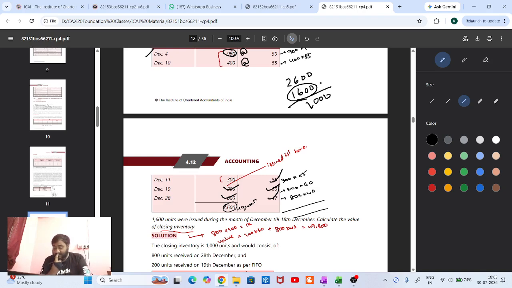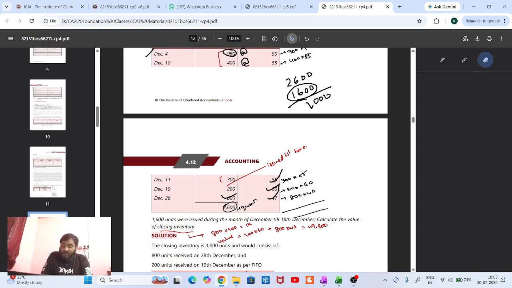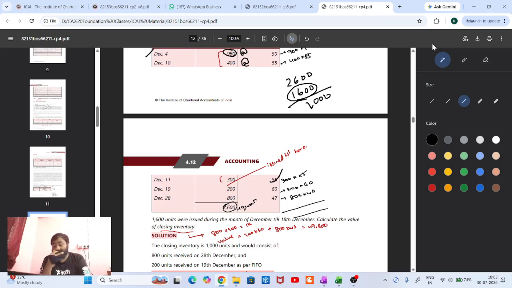Since it is FIFO, first in, first out. FIFO means first in, first out. Whatever inventory comes first to our godown is sold first. That is the presumption of FIFO. Again, I'm telling you, whatever inventory comes to our godown first is sold first.